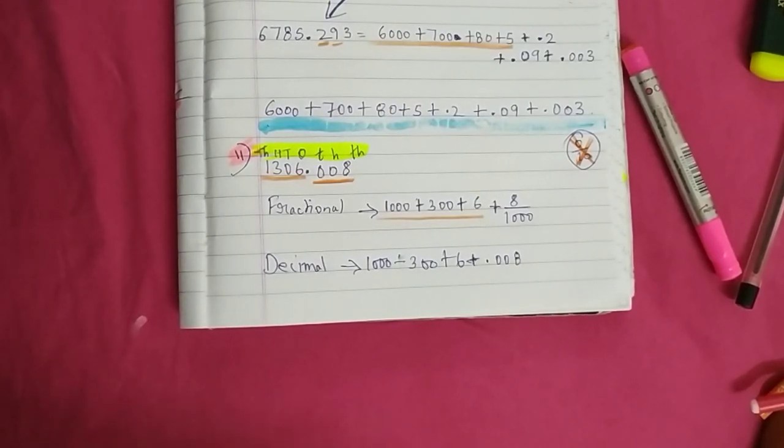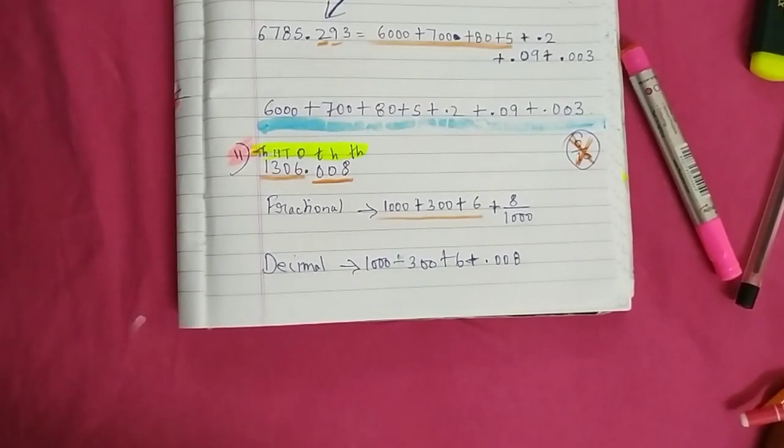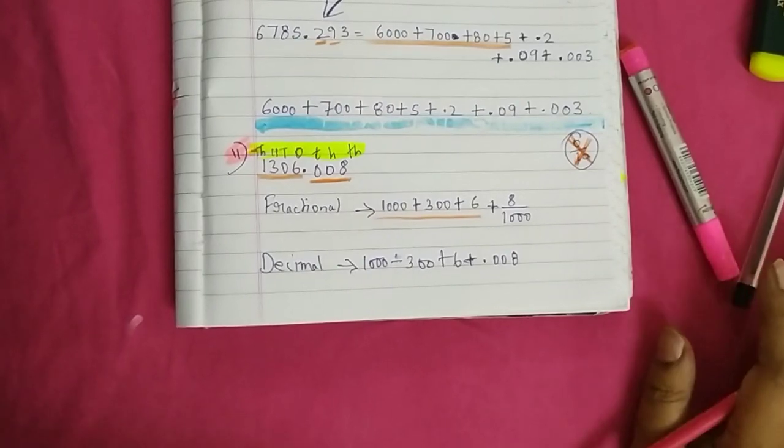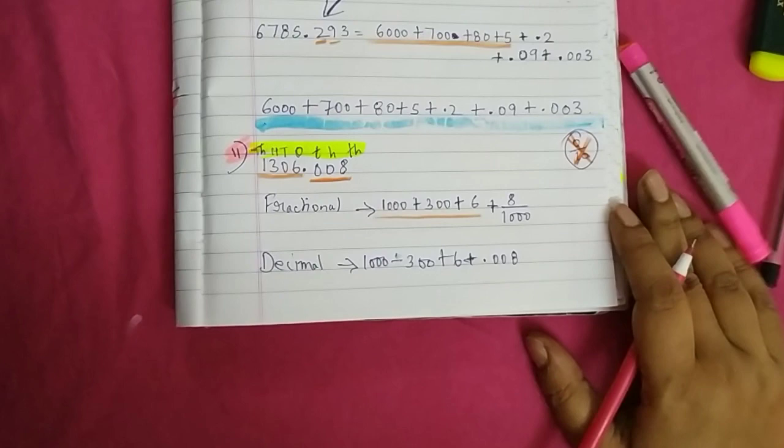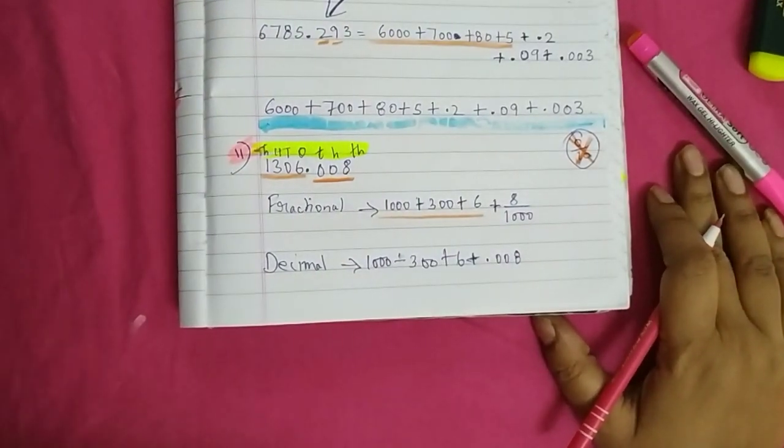So this is all for today's class, children. Exercise 5A is complete. 6A is completely based on this explanation. So you can do exercise 6A now. Thank you.